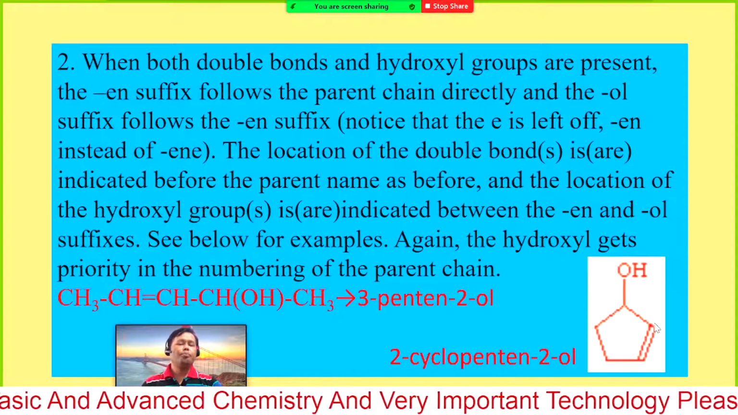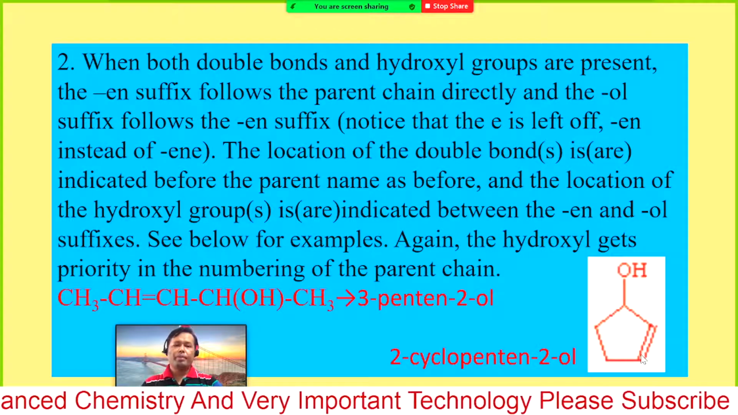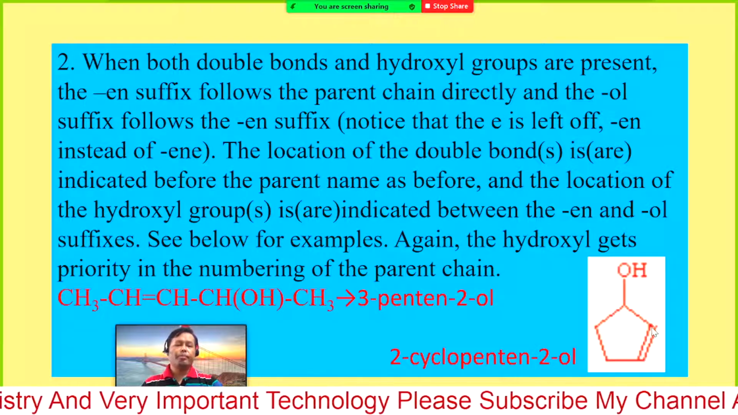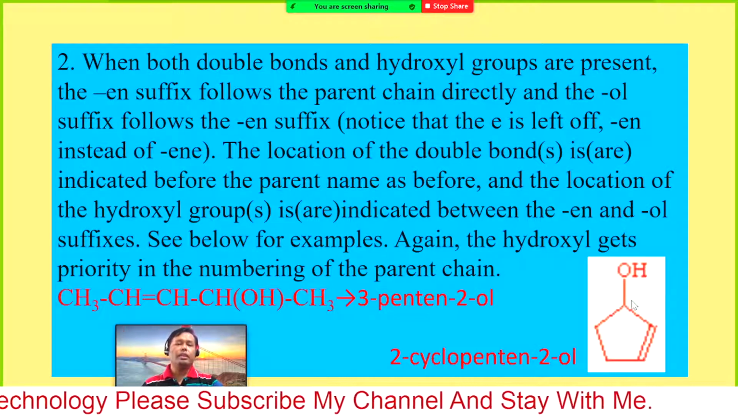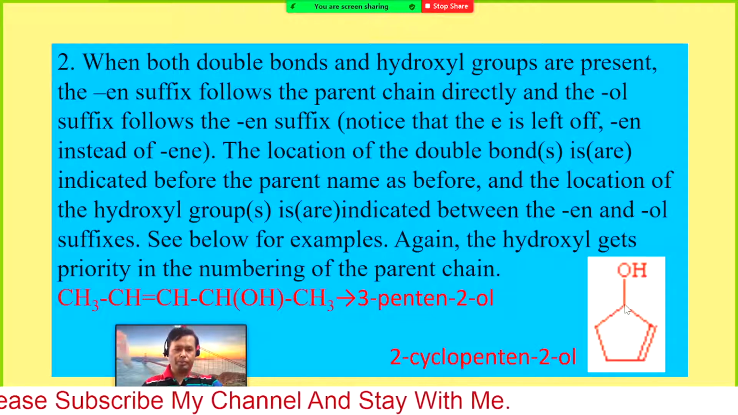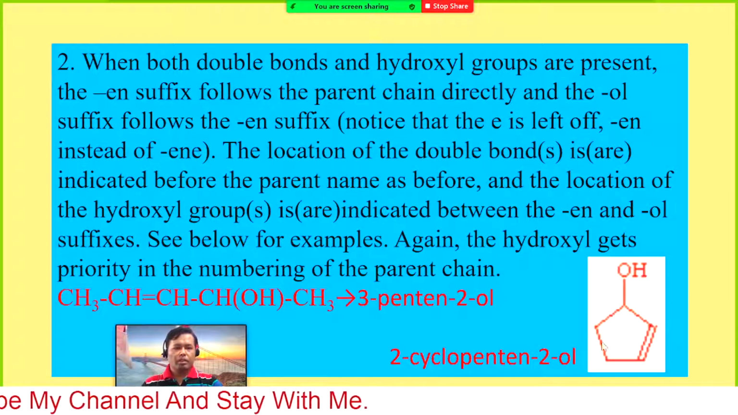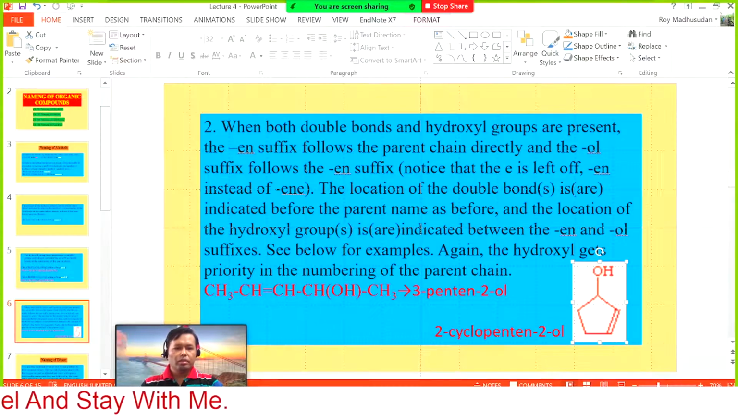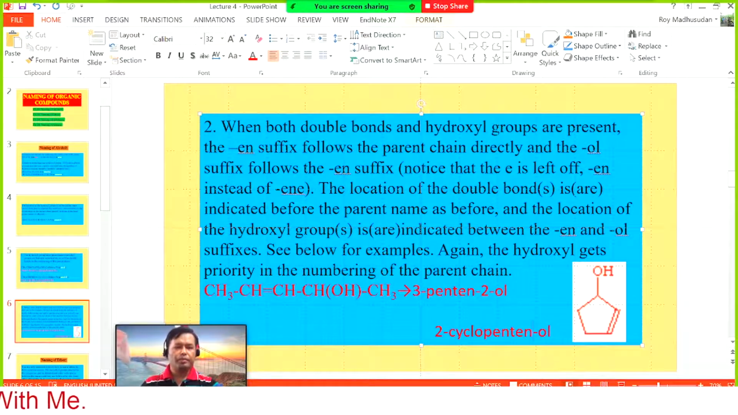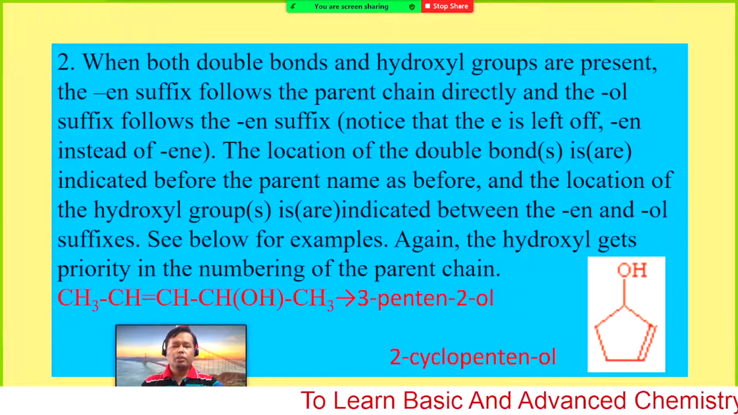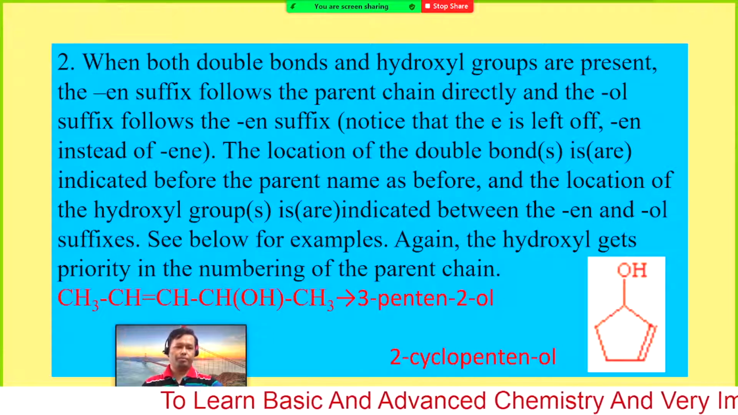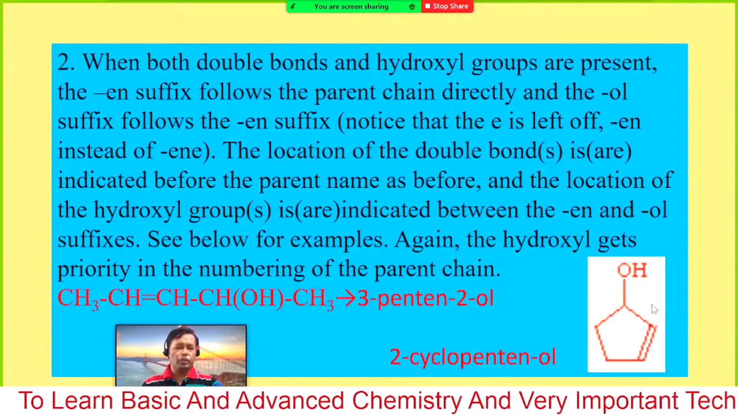So mention the position of the double bond. At which position? At second, because this is our hydroxyl position, so this would be the 1 position. That 2 should not be there. Cyclopentene ol, because this is our 1 position, so the hydroxyl group is at the 1 position. So 2-cyclopentene ol. So that is the name of this compound.